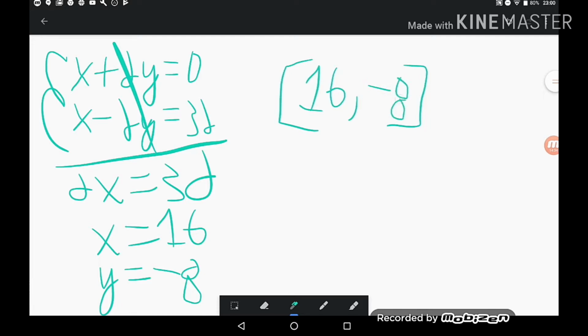Now, check the bottom equation. You have 16 minus what number gives us 32. So we know that 16 minus negative 16, or plus 16, gives us 32. So negative 8 times negative 2 would make a positive 16. So you'll have 16 plus 16 equals 32. So we know our solution is true.